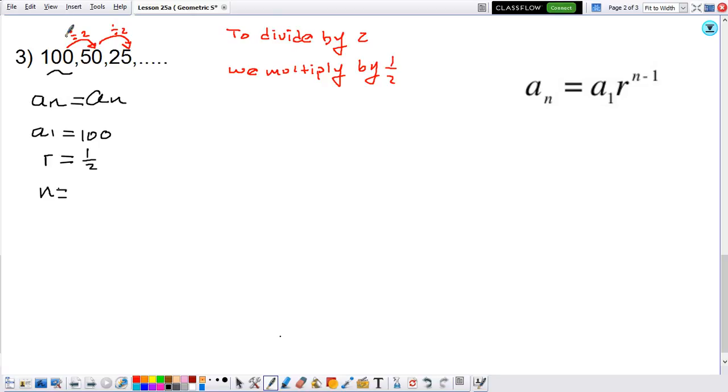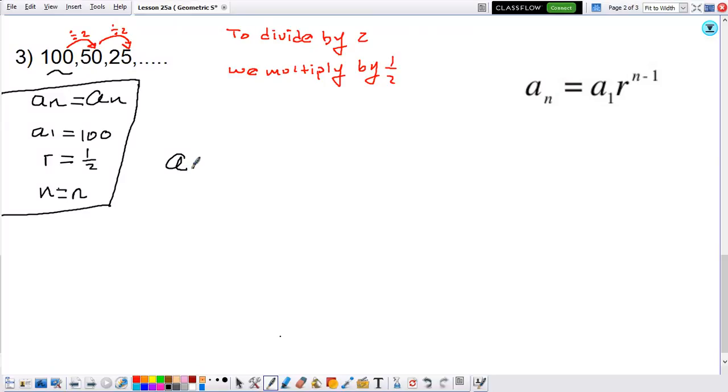And N stands for N. We don't have a target yet. They're just asking us to come up with the formula. Notice that N is not always going to be N. But here, they're just asking us to come up with the formula. They haven't asked us to find any term. So right now, N is going to stay as N. We have those four items. Then we just plug it in and we're done.